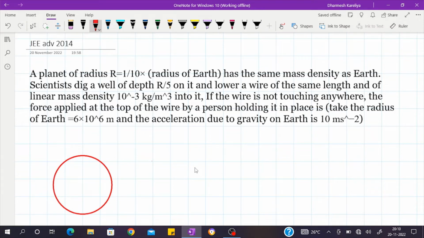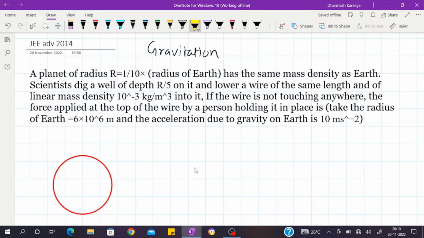So students, today we are going to solve the JEE Advanced 2014 question, and the question is from the gravitation chapter. To solve this question you should know some basic formulas. We will review all those basic formulas and then we will solve this question. So let us read the question first.